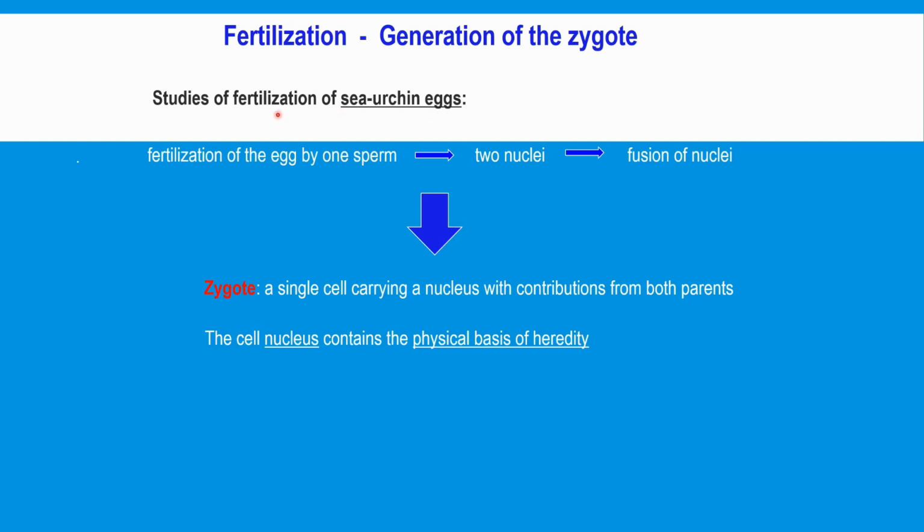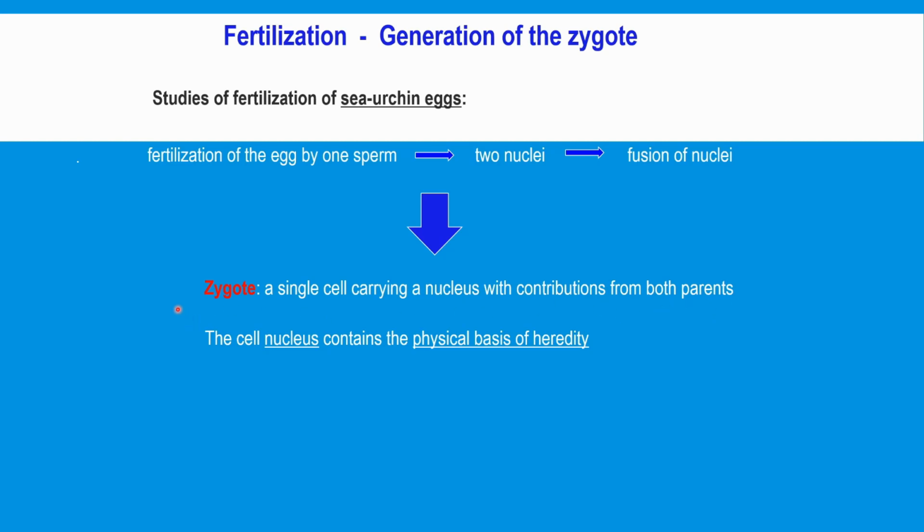And they could show with microscopes that in fertilization of the egg by one sperm, each of these contributed a nucleus. So we had two nuclei that were brought together and then fused in the new cell, the egg. And this was the act of fertilization that was required for initiation of the development of the egg into an embryo. So we got a zygote, a single cell, carrying a nucleus with contributions from both parents.